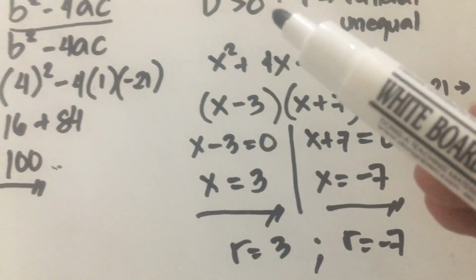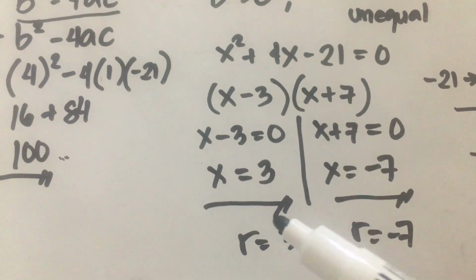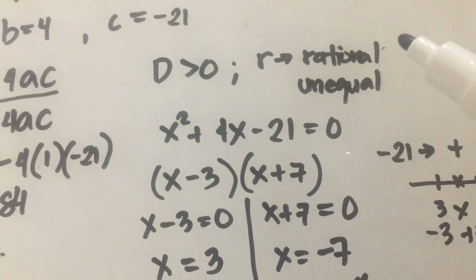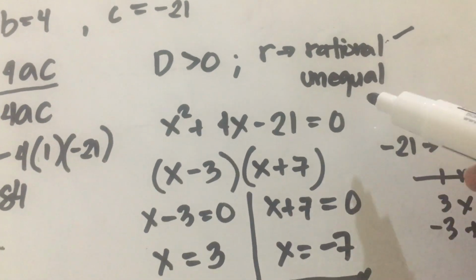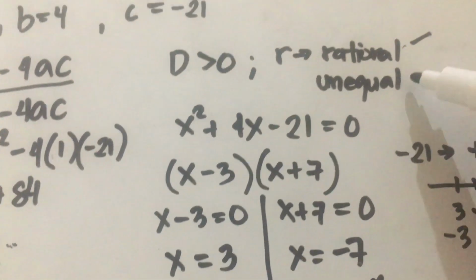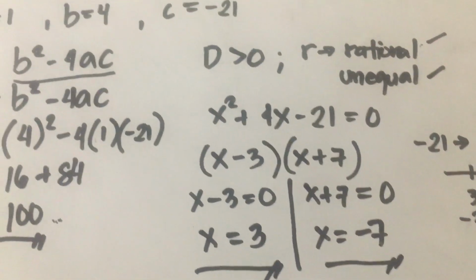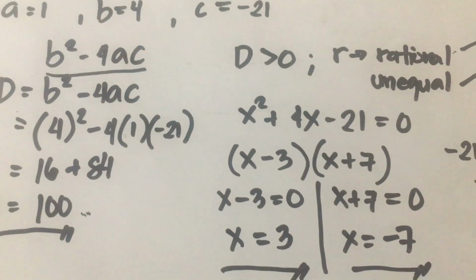In our case right here, we try to identify the roots. Our roots are 3 and negative 7. These are rational numbers, okay, as well as they are unequal roots. Okay, so those are how to find our discriminant as well as the roots.